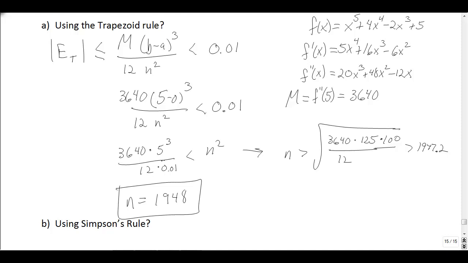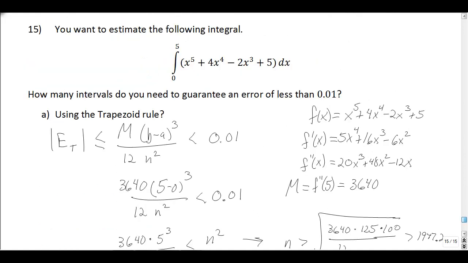Sounds like an awful lot to do by hand, but if you're going to use a computer to do this, that's not so bad. A computer is probably going to go through 2,000 intervals if you're just doing this once here in pretty short order here. So that's feasible to do. Okay. And we're going to get error less than 0.01.